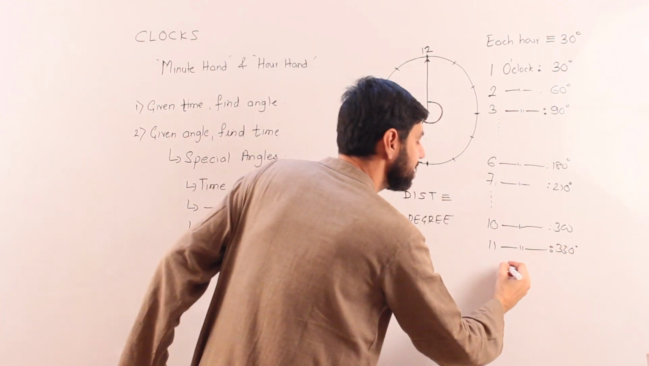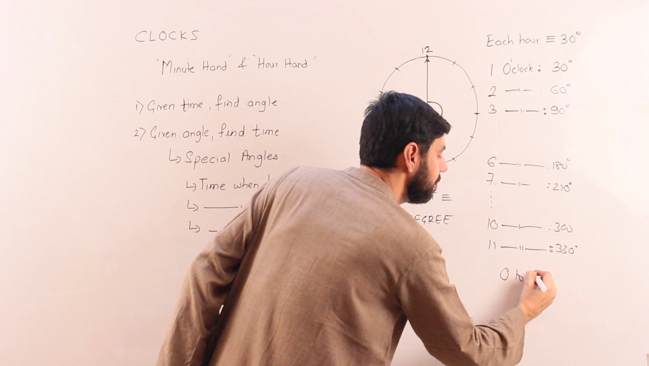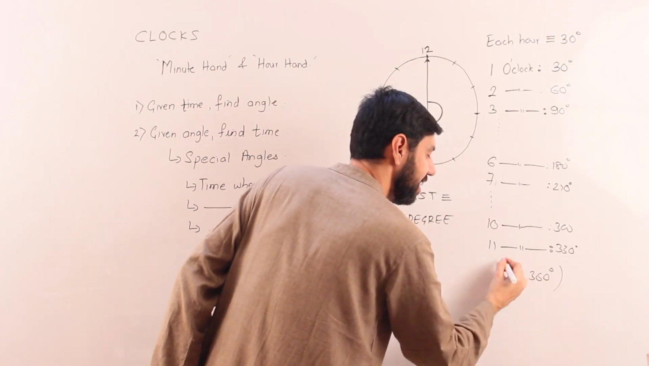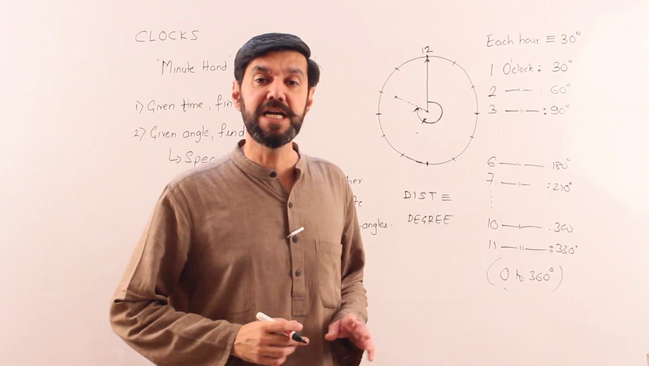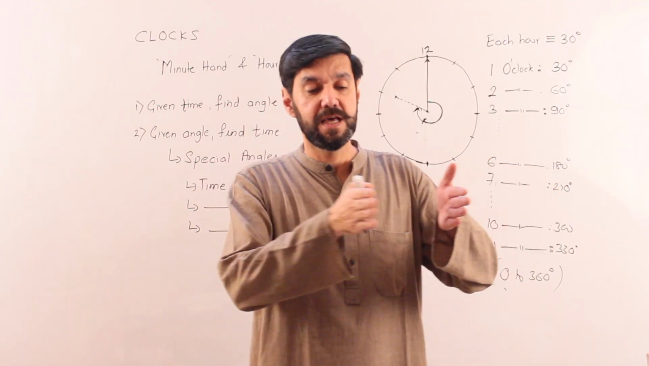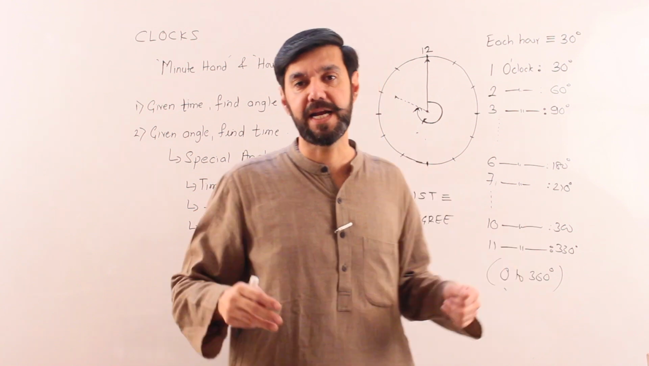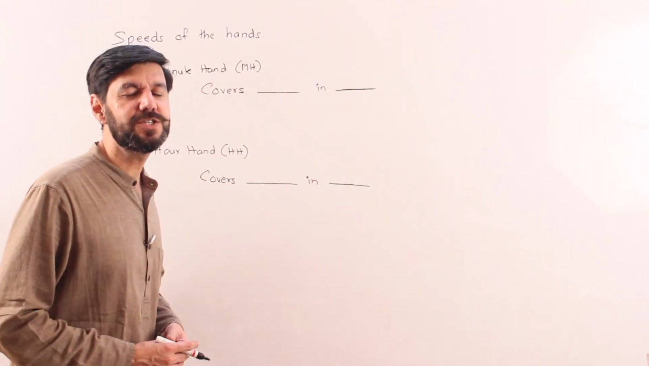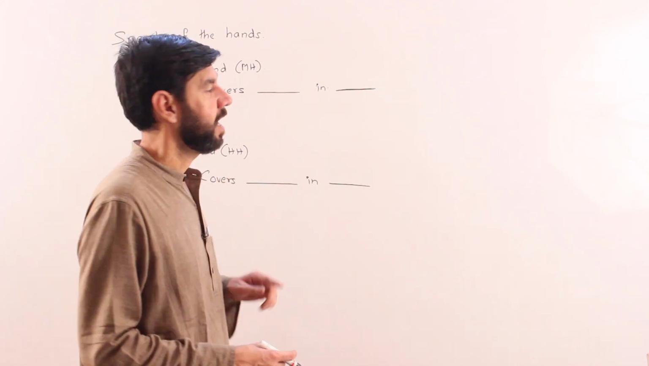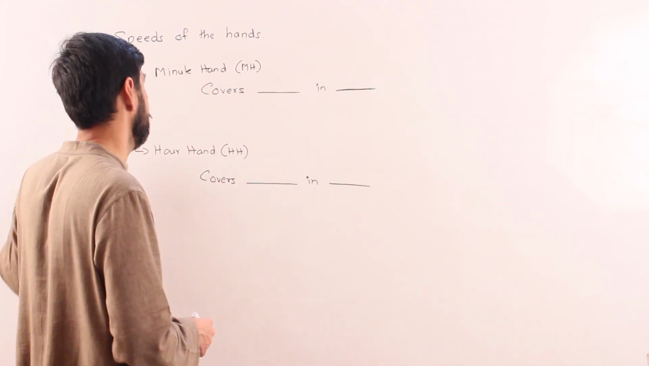So I'm ending this part just saying that the range of angles could be 0 to 360 degrees, which, to mark our answer, we might need to convert back to the range of 0 to 180 degrees. We would also need to know the speeds of the two hands. That is what this part is all about.